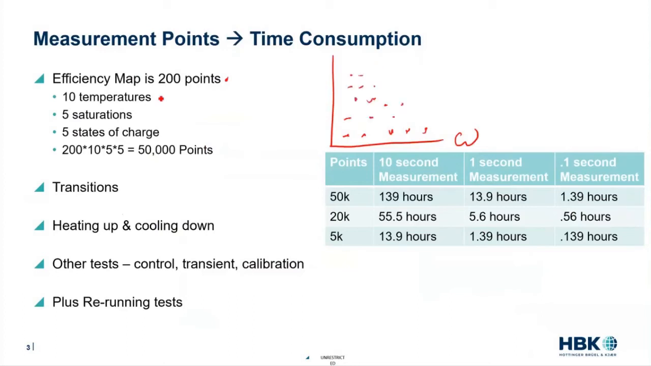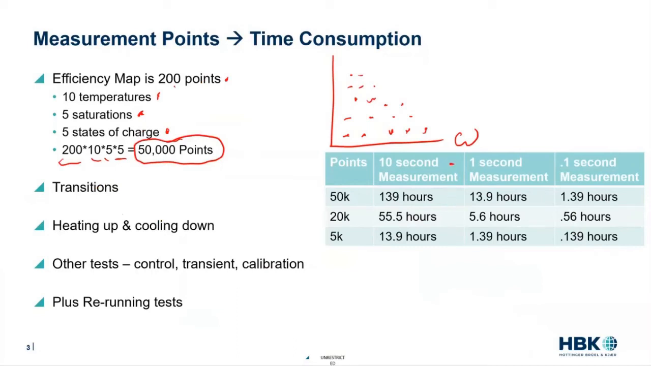So let's say we have 10 temperatures and we have 5 saturations or fluxes that we're looking at. We want to test 5 states of charge, our battery voltage. Well, okay, if each map is 200 points, we need 200 times 10 temperatures times 5 saturations times 5 states of charge. We're at a 50,000 point map. How long does a 50,000 point map take to run? Well, if each measurement point is 10 seconds, that's 139 hours.